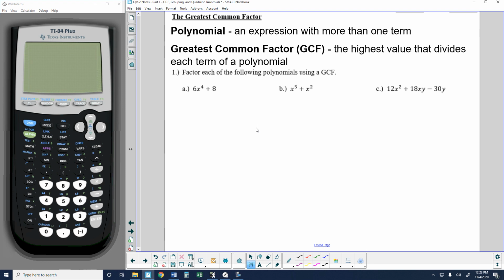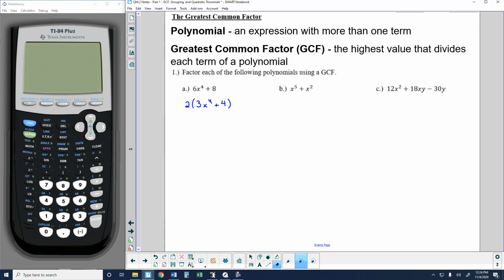So in order to factor this, we would factor out a 2. Basically, we are reversing the process of distribution. If I take a 2 out of 6x to the 4th, or essentially if I divide 6x to the 4th by 2, what I have remaining there would be 3x to the 4th. So in parentheses, I'm going to have 3x to the 4th plus, now if I divide 8 by 2, what I have remaining there is 4. And so what I have done is I have factored this expression by taking a 2 and essentially removing it from each of the terms.